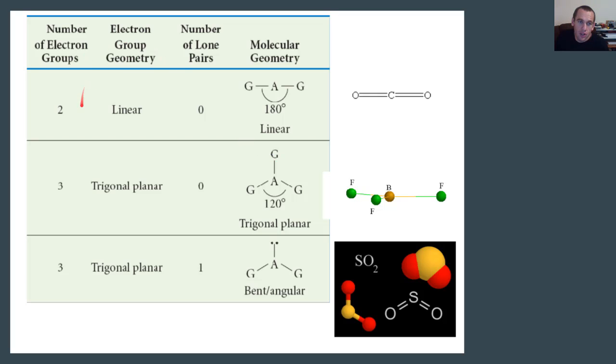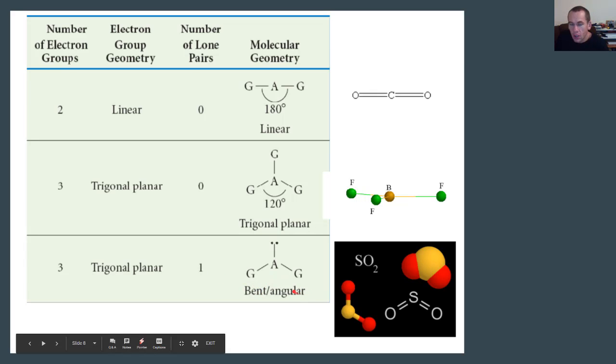When we only have two electron groups, it doesn't matter if there's a lone pair out there or not, it's going to be linear. So carbon dioxide is the classic example of that. Trigonal planar, when you have no lone pairs, then of course your molecular geometry matches your electronic geometry, and you end up with a trigonal planar molecule or trigonal planar electron group. So boron trifluoride there. But then you can have trigonal planar electron group geometry, but it's got one lone pair, which results in a bent or angular molecule.